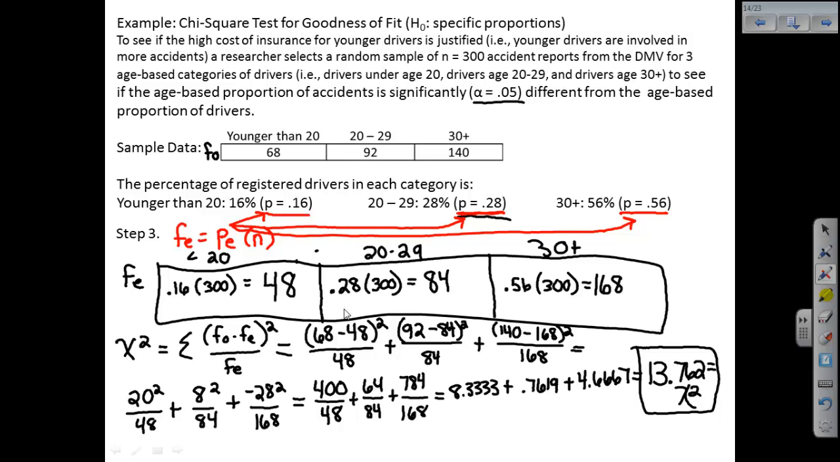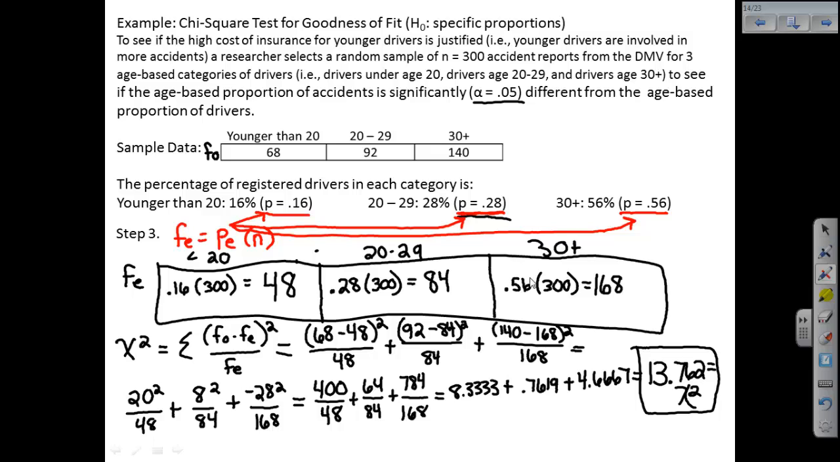Then you can also see that the frequency observed for accidents for drivers 30 plus is less than the expected frequency for drivers 30 plus based on the distribution of drivers. So drivers that are 30 or older are actually having fewer accidents than expected under the null hypothesis, and they should probably pay less for insurance because there's less risk there.